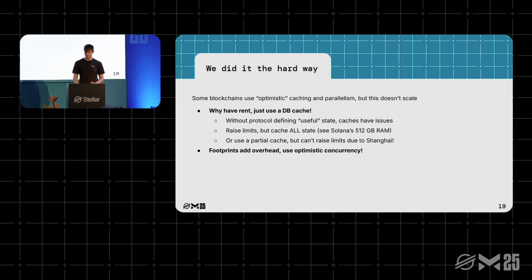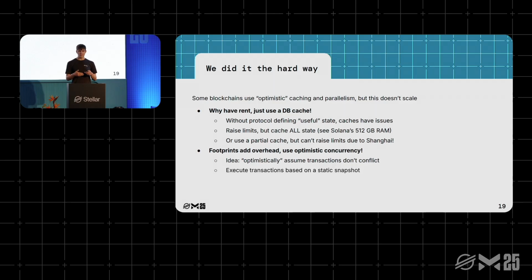Why do we do this? We could just do something like optimistic concurrency instead, and it would be a whole lot easier. Let me describe what optimistic concurrency is and why it's also not very good for scale. So many other blockchains use something called optimistic concurrency, which essentially is where the validator assumes that none of the transactions will conflict. What it does is it takes a static snapshot of the ledger state at the beginning of the block, and it executes all transactions in parallel against that snapshot and pretends that there's no read-write conflicts.